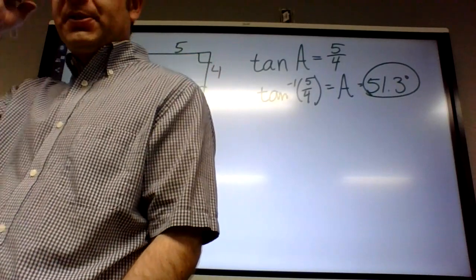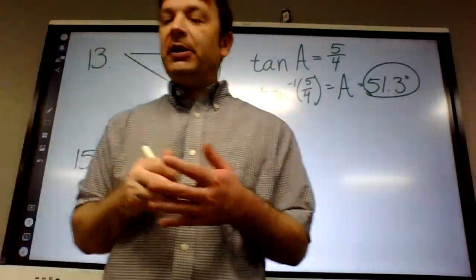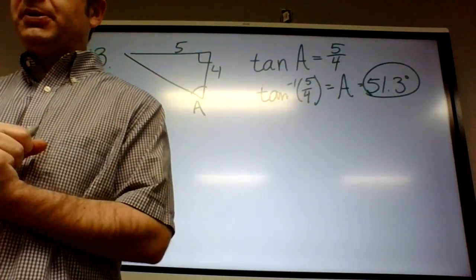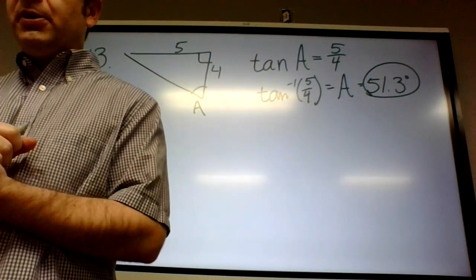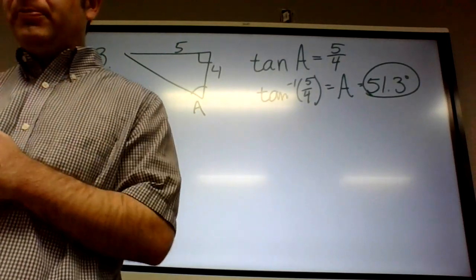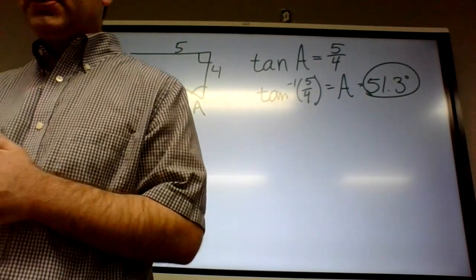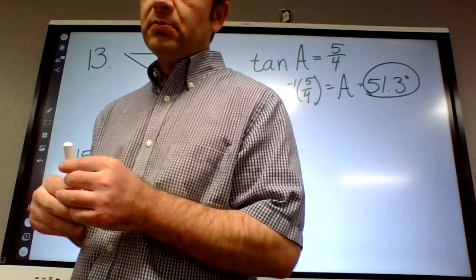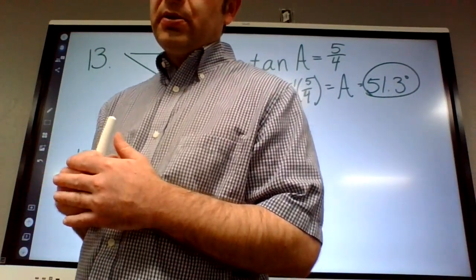On 15, it just says solve the triangle. Solve the triangle means find all of the missing parts. So we're going to have multiple answers here. Round lengths to the 10th and measurements to the nearest 10th. So we're still rounding to the same spot. Okay.